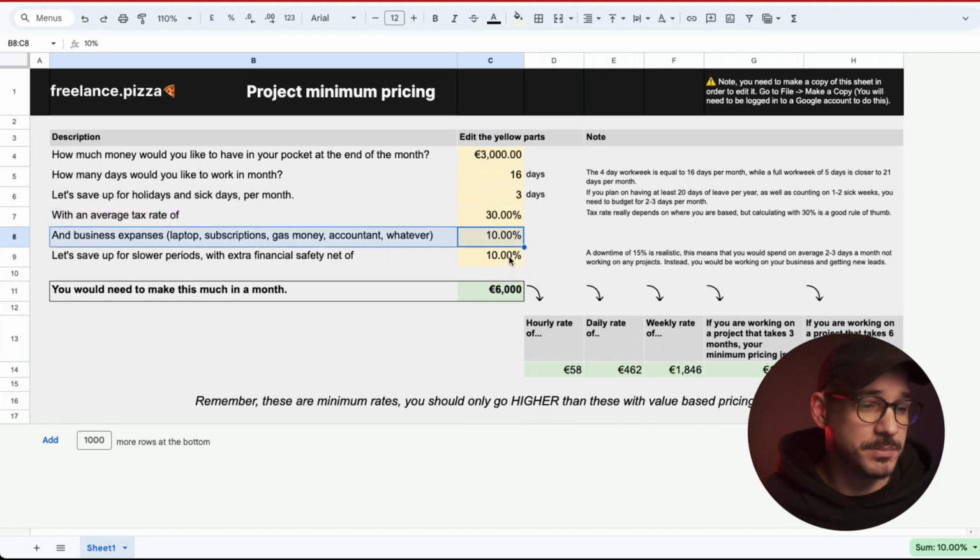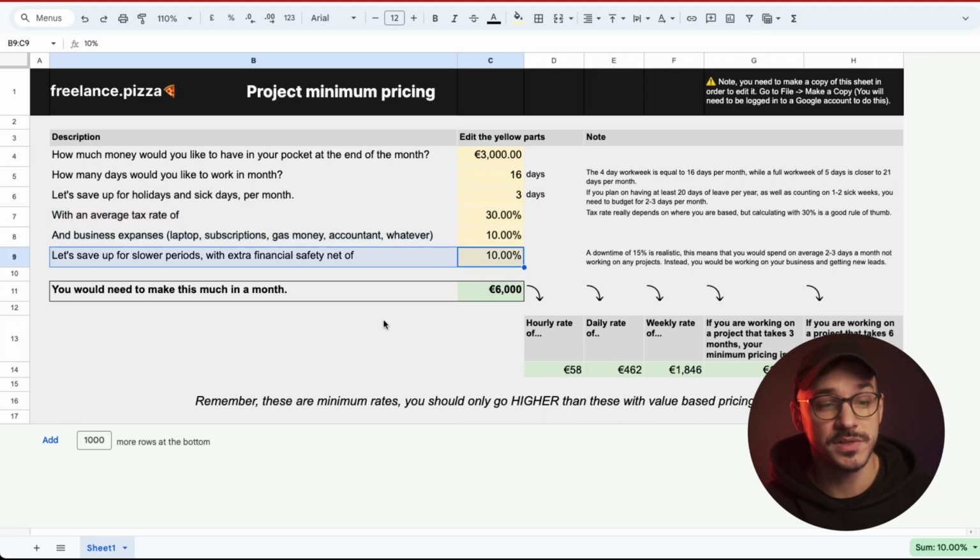And do account for some business expenses such as subscriptions, gas money, accountant, whatever. I would say 10% of your income as a freelancer is, again, a good rule of thumb.